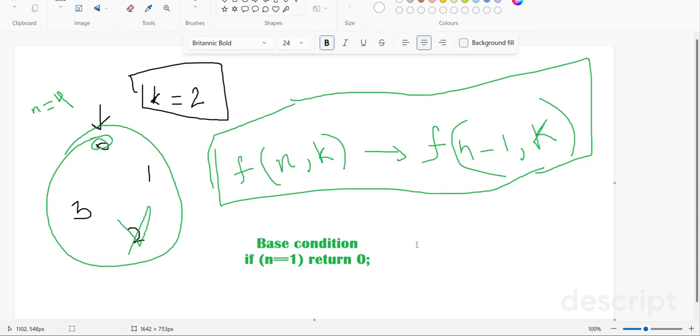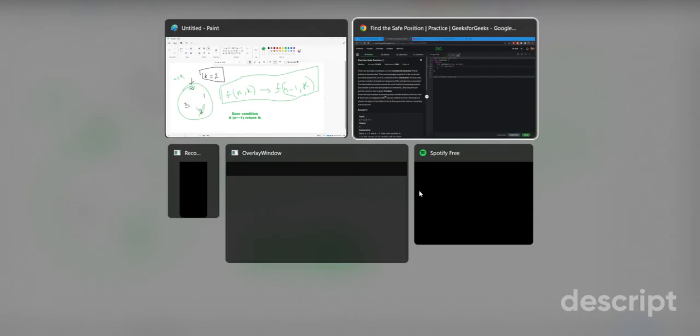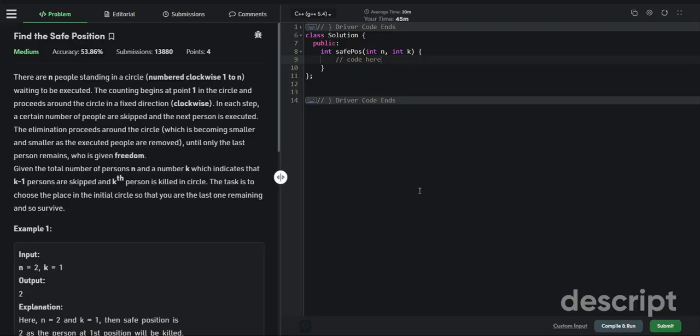And yes, there is one more thing, that basically what will be f of n and k. That's not like it will be f of n minus 1, k. This needs to be modified. Now let's see in our code how we can modify this thing. So let's go to the code and just code it.